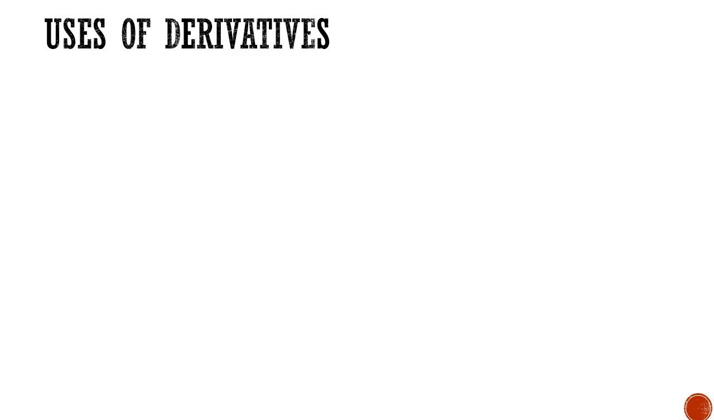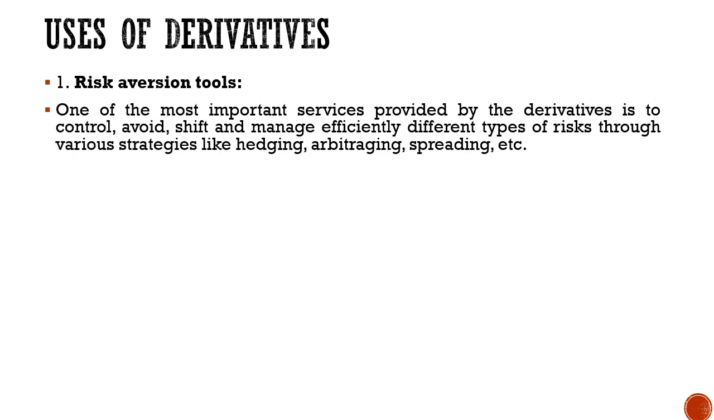Now let us learn what are the various uses of derivatives. Number one, the risk aversion tool. One of the most important services provided by the derivative is to control, avoid, shift, and manage efficiently different types of risk through various strategies like hedging, arbitraging, spreading, etc. Again, derivatives is basically used for your risk management. That is by hedging where you are trying to protect against risk. Arbitraging, again, similar concept. Spreading is the difference between the buying and selling. So derivative is basically used as your risk aversion tool.